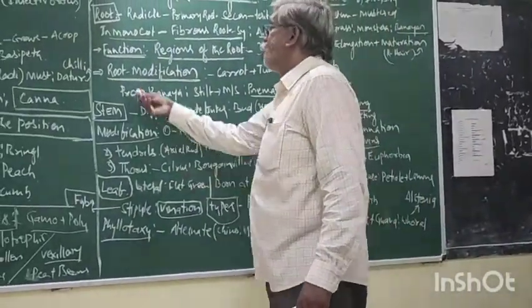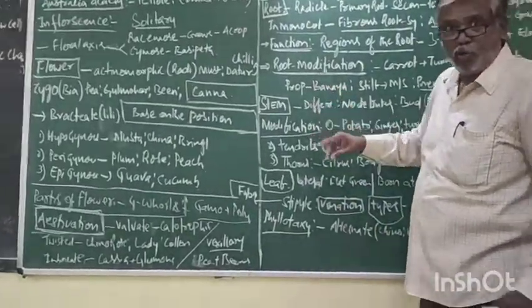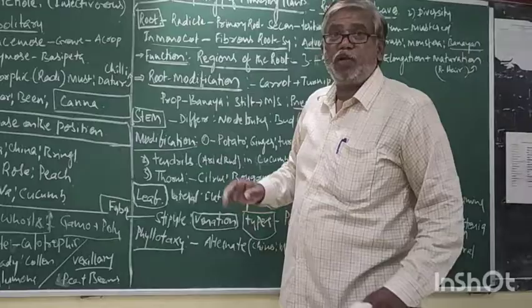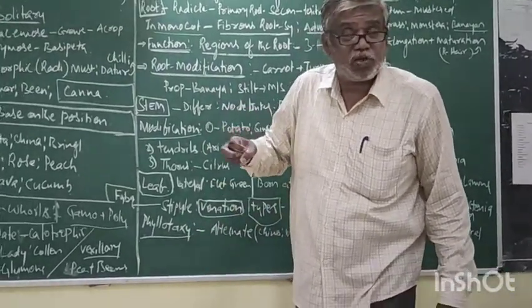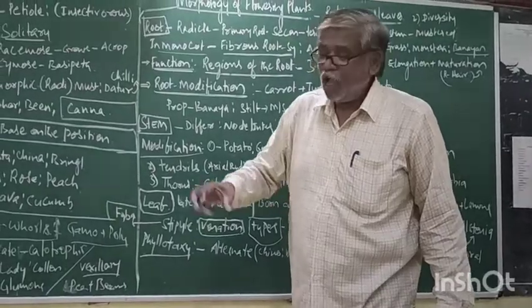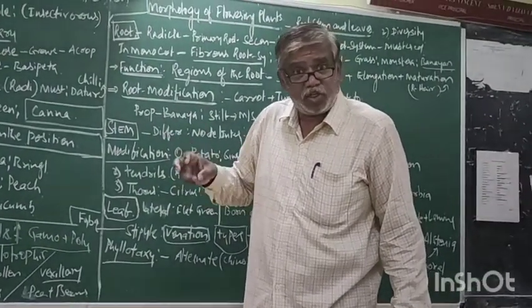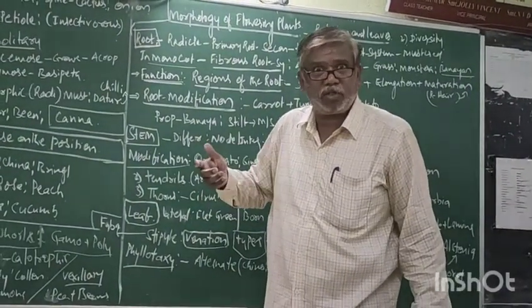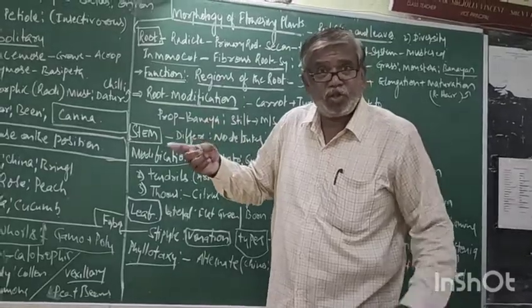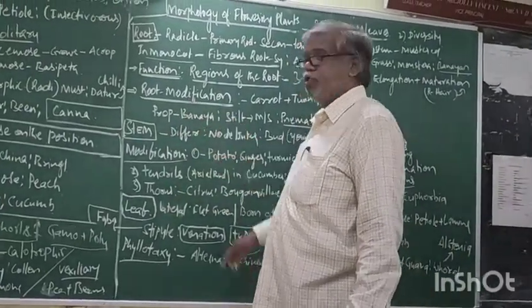Right. Now come to root modification. When the root undergoes modification, it performs a function other than the original function. What is the original function? Absorption of water and minerals. Right. In addition to absorption of water and minerals, they perform other functions. For other functions, the root undergoes change, which is called root modification.